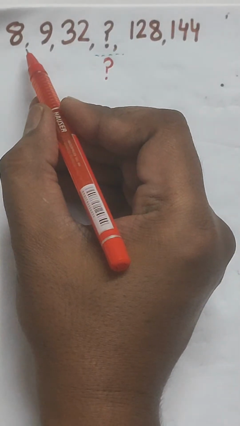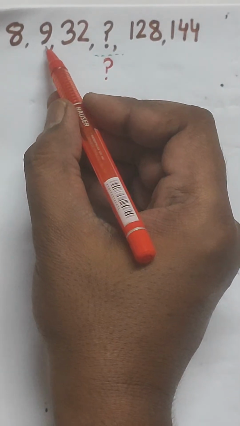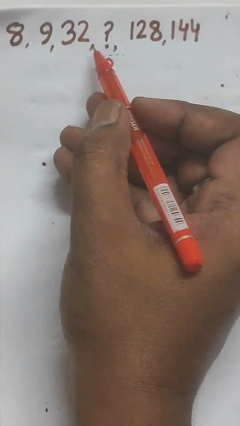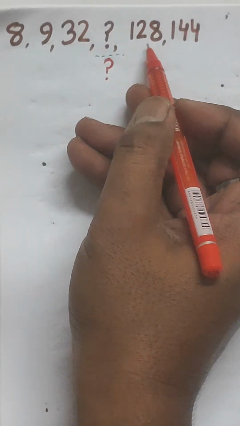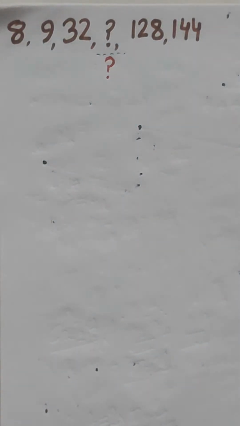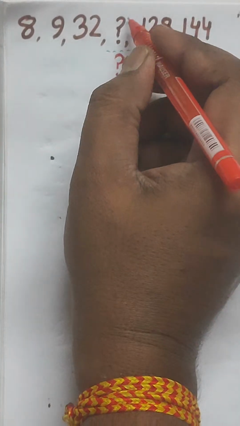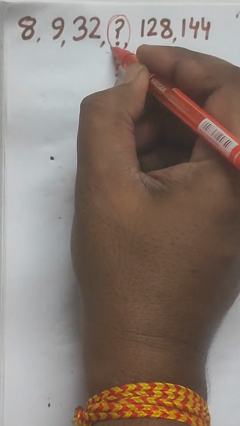The first number of the series is 8, thereafter 9, then 32, then the fourth spot, then 128, then 144. Then you need to find which number needs to be filled into the missing spot. That is our question. To solve it, let us think what the logic followed across the series could be.